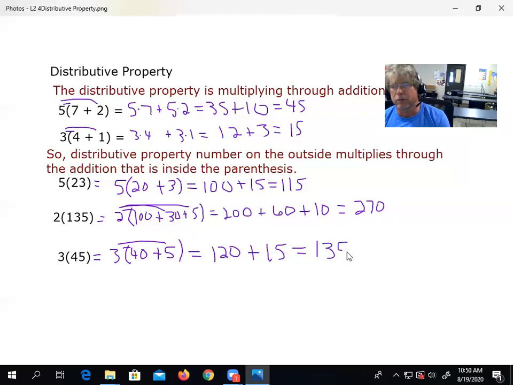So that's how distributive property can start working for us in problems where I really wouldn't want to add 23 5 times, things like that. So this becomes a better strategy as we move forward.